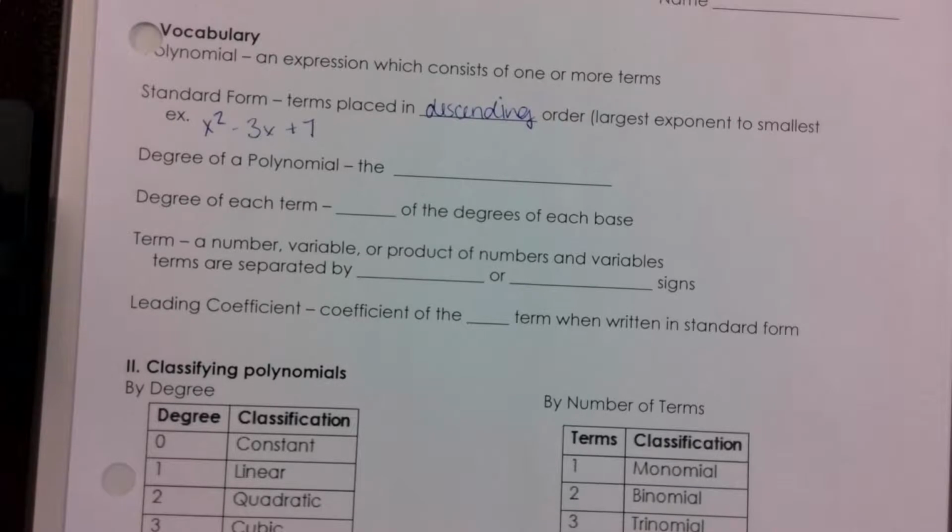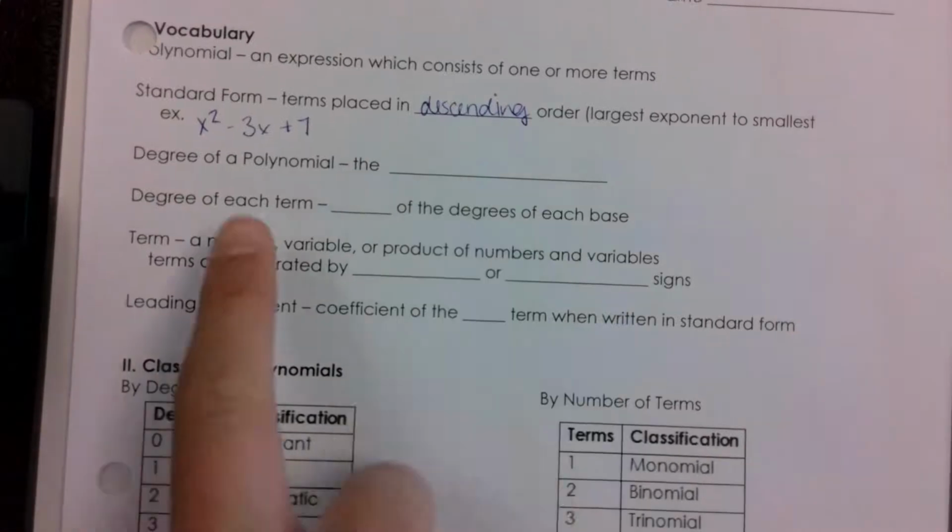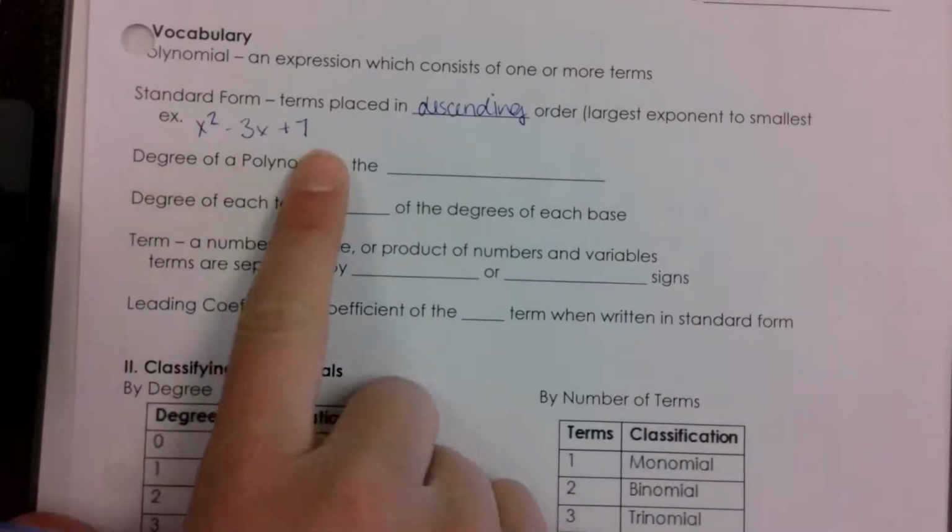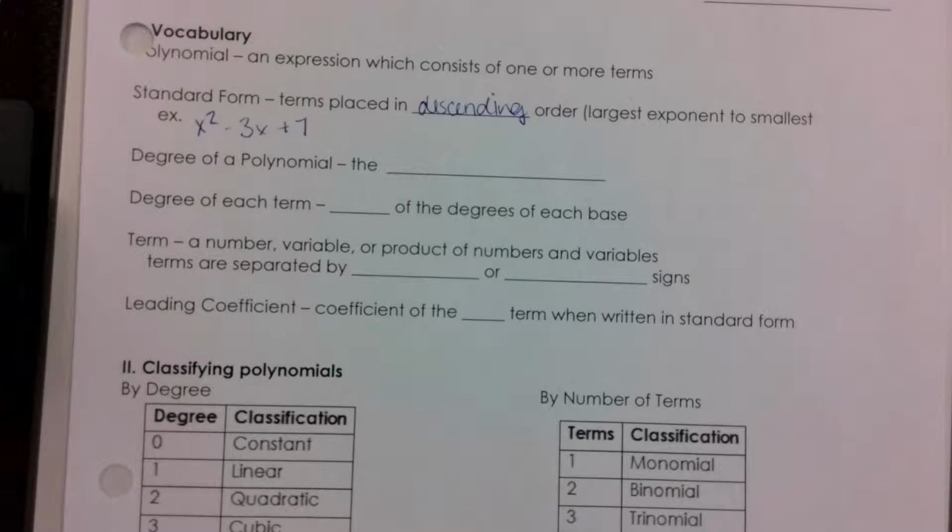You've got standard form, which just puts stuff in descending order. So you're going from your largest exponent to your smallest exponent. So we may have something like x squared minus 3x plus 7. Is that okay? You guys are awesome.